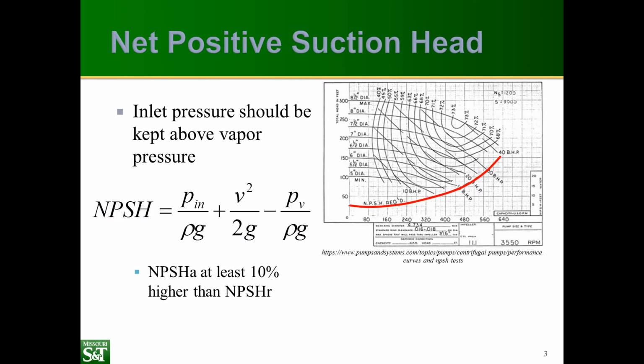Now, net positive suction head available, or NPSH-A, is a system property. It depends on your fluid system, and you have to determine that via analysis or experiments. In general, it's recommended that net positive suction head available be at least 10% greater than net positive suction head required.